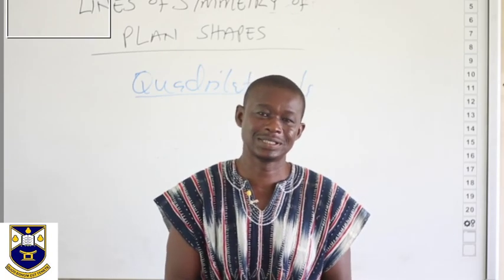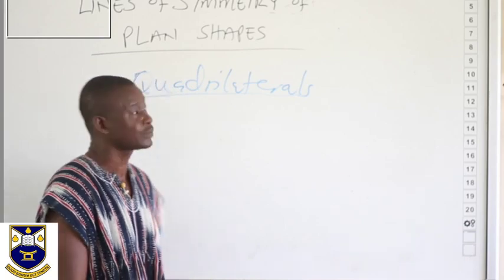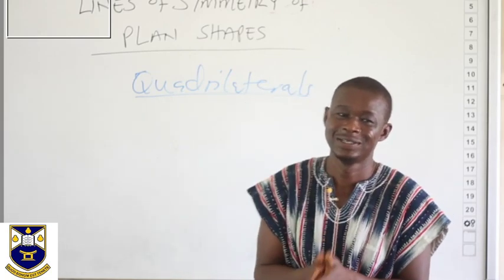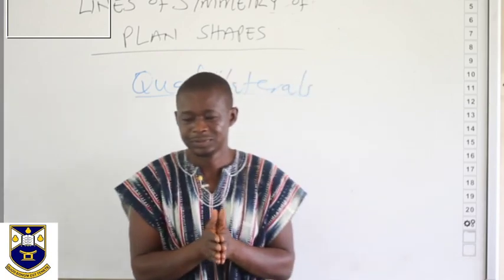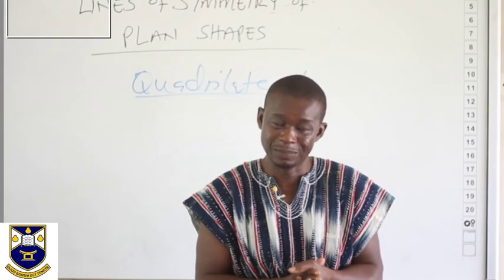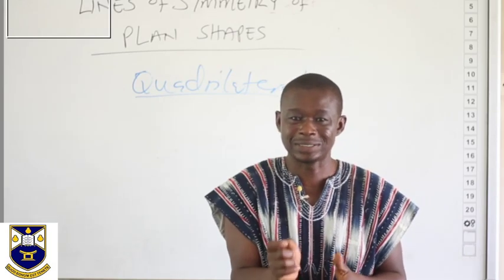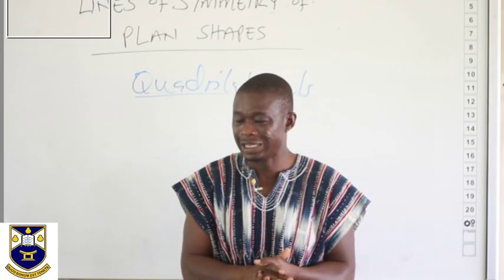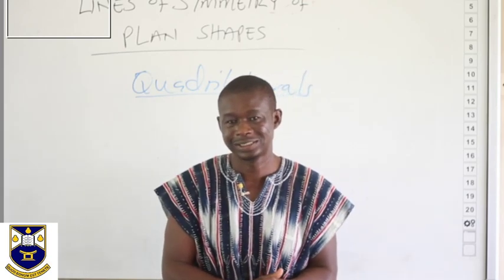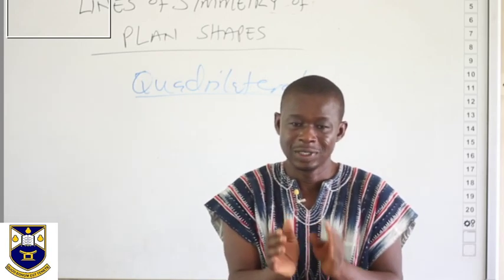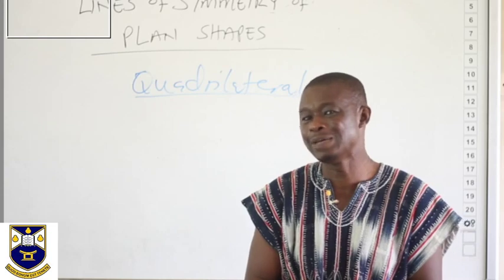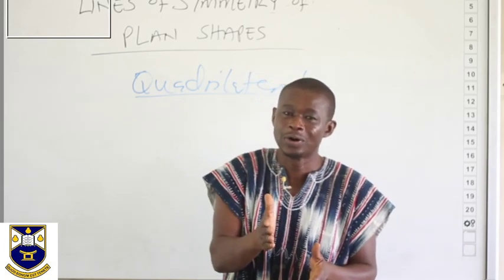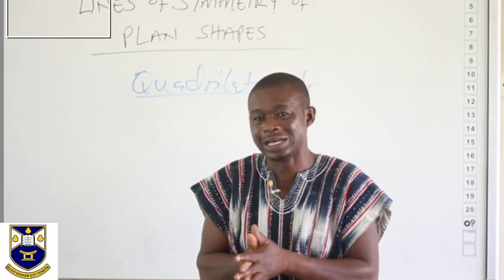So in the first place, what is a line of symmetry? A line of symmetry is an imaginary line which is drawn to pass through the center of the plane shape. It's an imaginary line which mathematically we call axis. So at the end of the day, what we have on one side should be the same on the other side. When we achieve that, then we say that the line that we drew is a line of symmetry of the given figure.